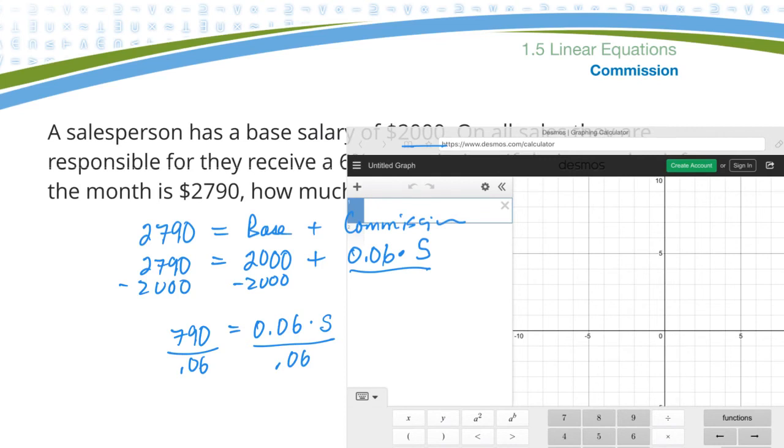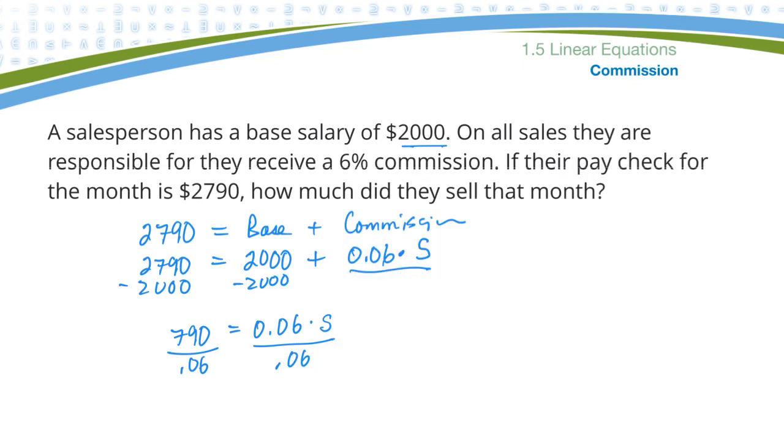Okay, 790 divided by 0.06. Yeah, good. 13,167, call it. So S is $13,167. So they must have sold that much in goods. They got 6% of that, and that gave them the $790. Add that to their base salary, and that'll give them the whole amount.